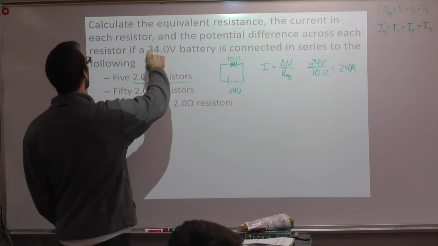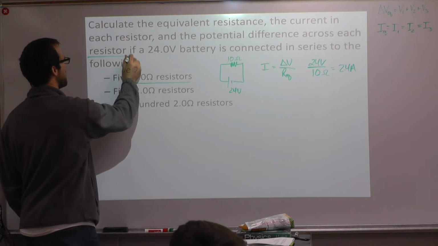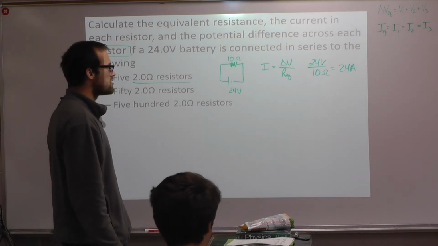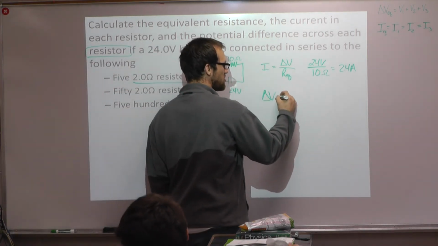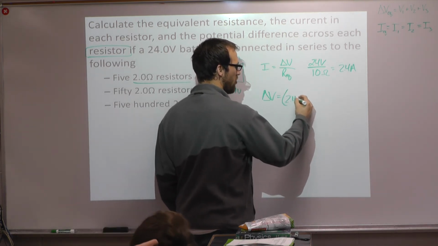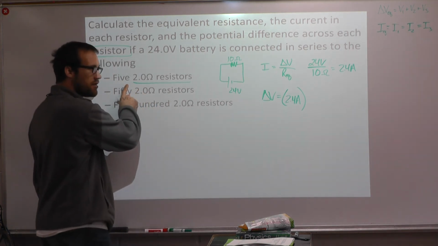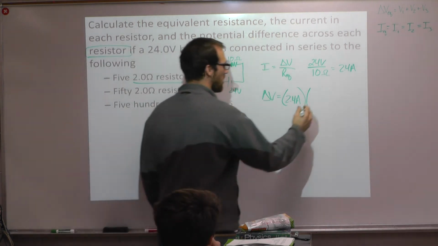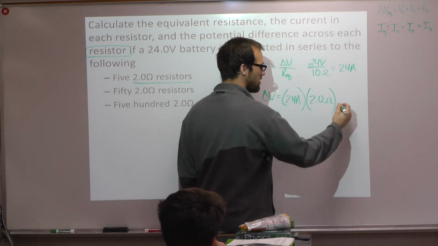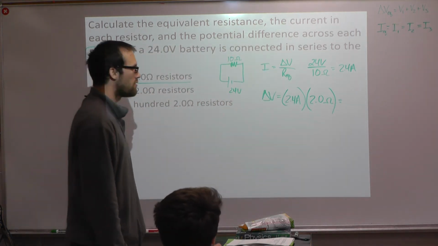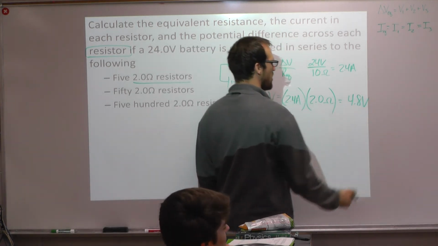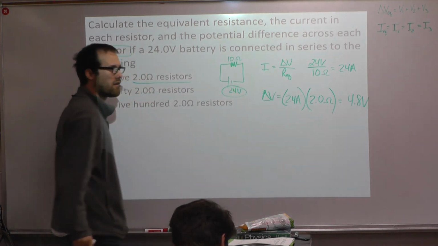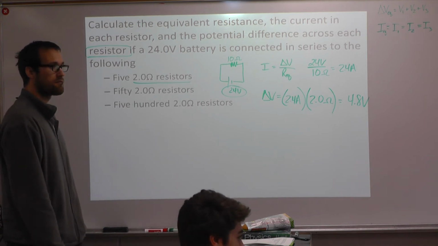I still want to know the potential difference across each resistor. Since all the resistors are the same and they're 2 ohms, I can find the potential difference drop across each of them. The current we said is 2.4, and the current is the same through every resistor. So if the current is 2.4 through every resistor, and every resistor is 2 ohms, we can find the voltage drop on each. It's 4.8. So 4.8 volts go through each of the 5 resistors. If I took 5 times 4.8, I should get 24. Does that make sense, everybody?